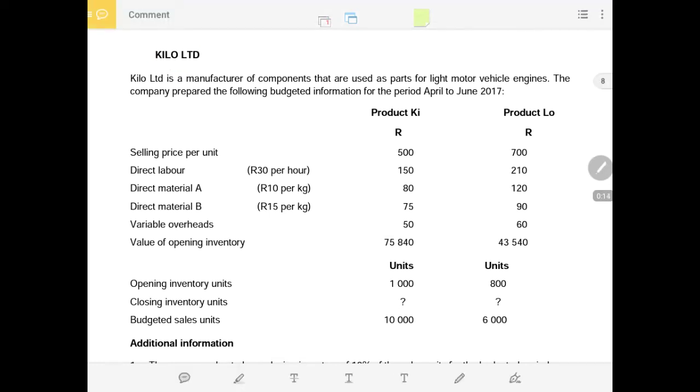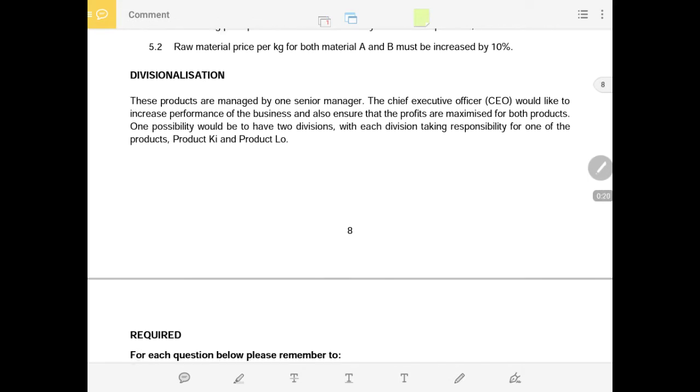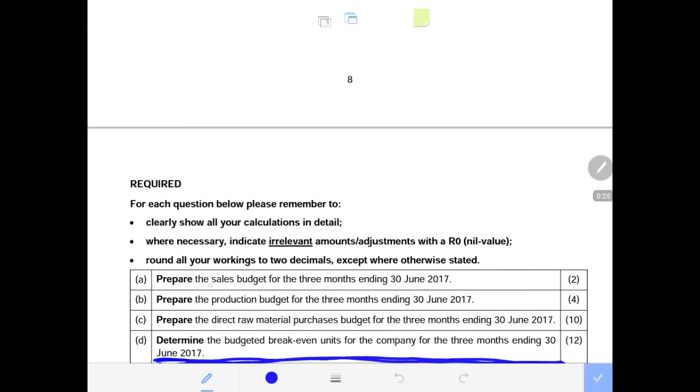In this question, I will be responding to four requirements. Of these four requirements, one requires us to prepare the sales budget for the 3 months period we are provided the information for, ending at the end of June. We are required to prepare the production budget for the 3 months period. Then the direct raw material purchase budget for the 3 months period that we are provided information for.